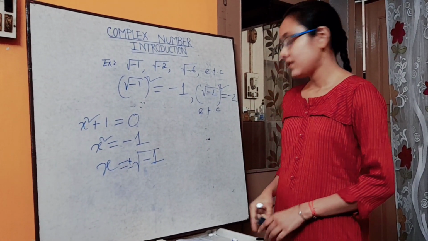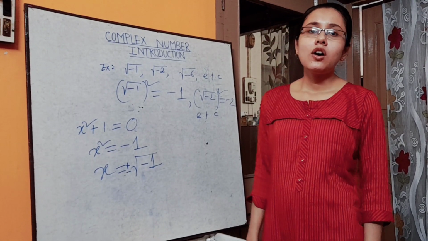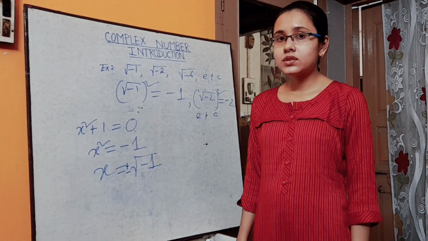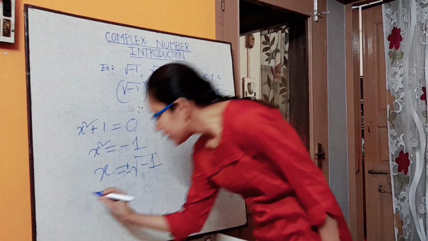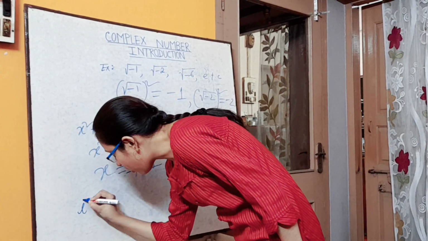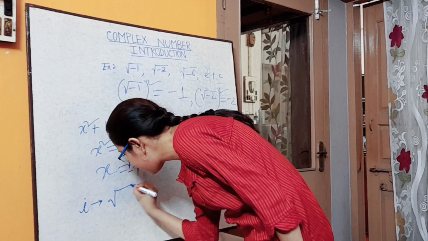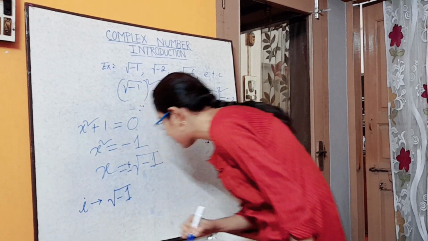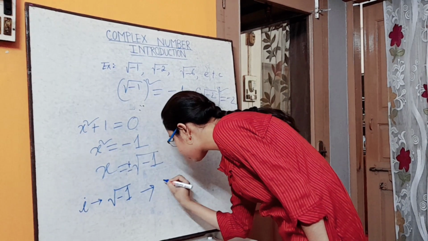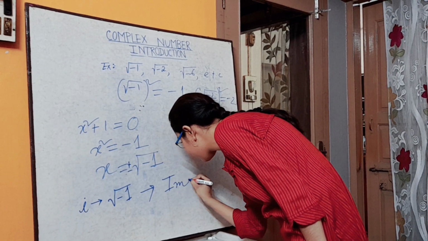At first, the famous mathematician Euler introduced a number. He used the symbol iota or i to denote the number root over -1, and this number is called an imaginary number.